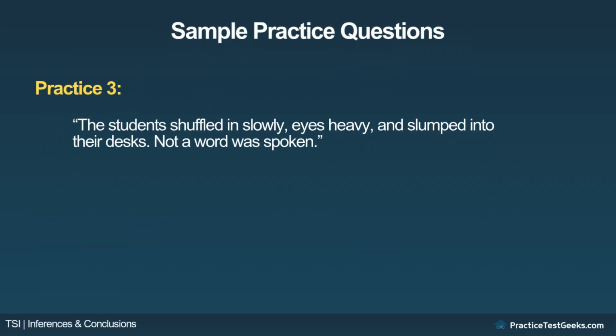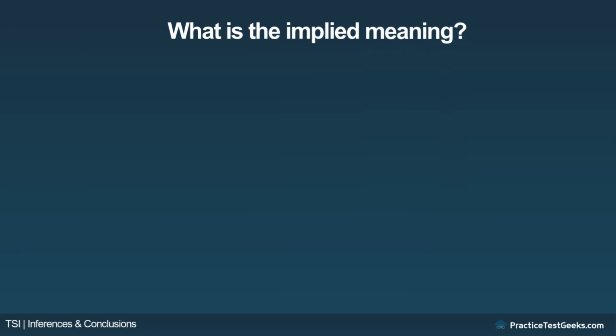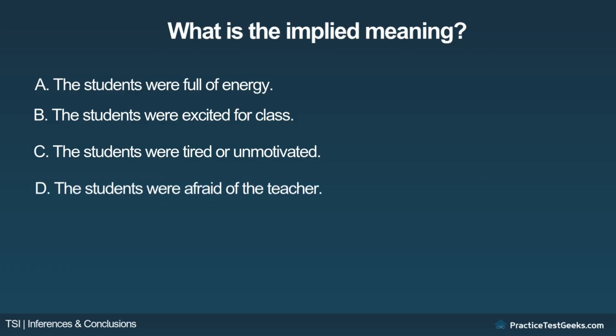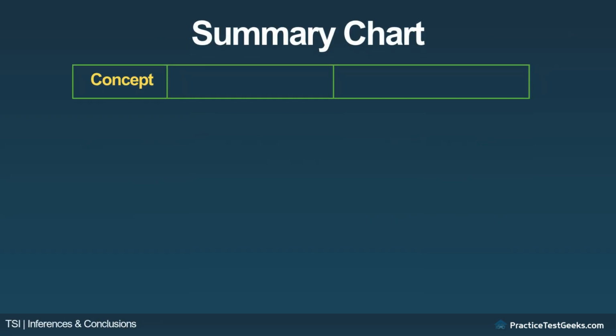Practice 3. The students shuffled in slowly, eyes heavy, and slumped into their desks. Not a word was spoken. Question. What is the implied meaning? A. The students were full of energy. B. The students were excited for class. C. The students were tired or unmotivated. D. The students were afraid of the teacher. Correct answer, C. Let's close this lesson with a quick summary chart to reinforce the key concepts.